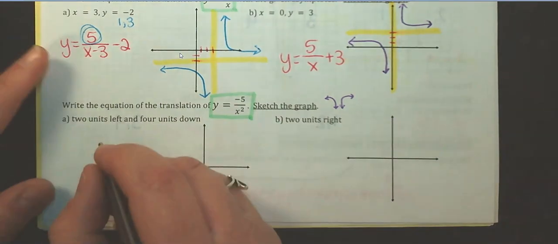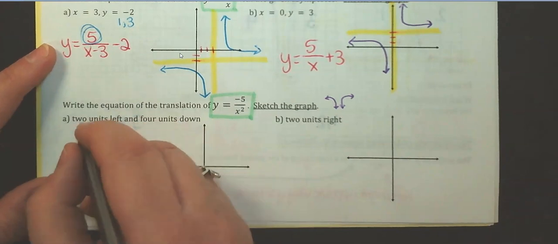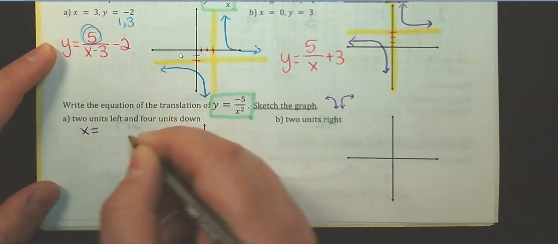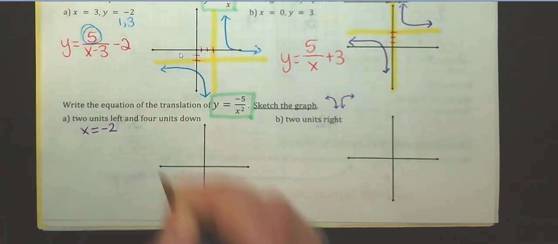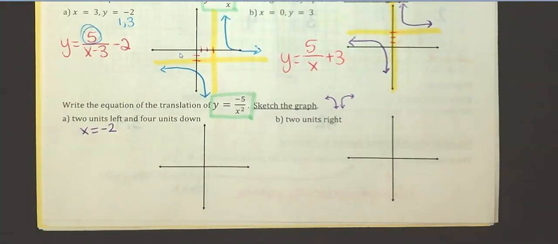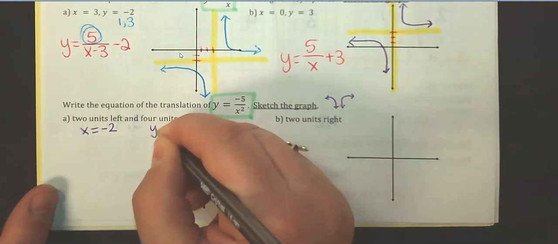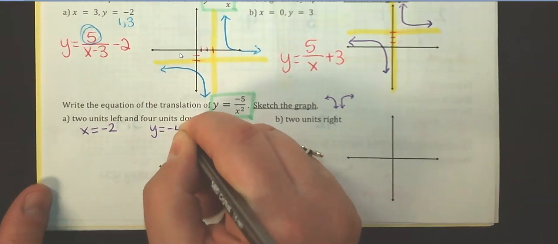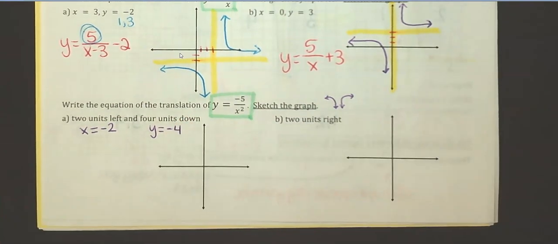Okay, so 2 units to the left. The actual asymptote would be x equals negative 2 for that description. Left or right is going to be an x equals. Up or down is going to be y equals. So if I go 4 units down, it would be y equals negative 4. Those would be my 2 asymptotes. I'm just going to plug those into the equation.